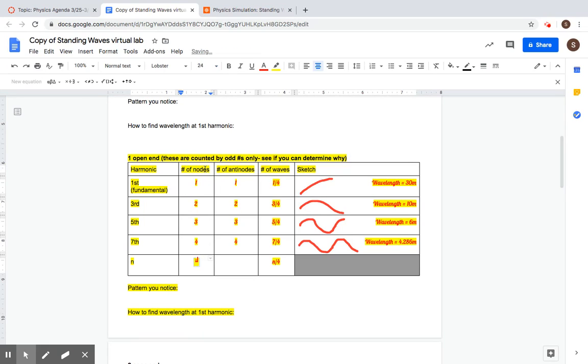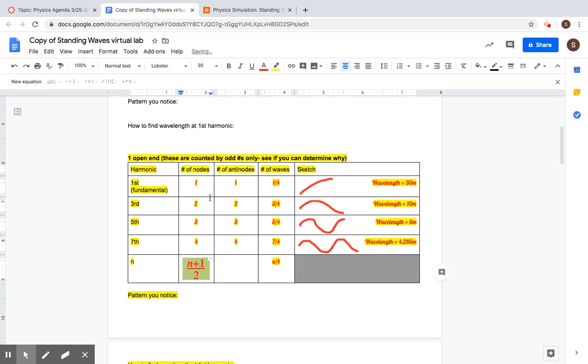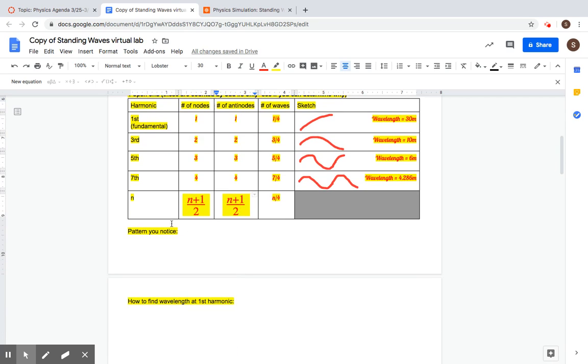So it's n plus 1, and divide that by 2. Let me just make this a little bit bigger. And then I'm going to copy that and paste that here because it's the same type of equation. Now, any other patterns you notice, you can talk about that down here.